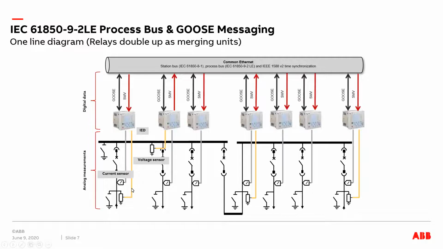Now, if you look at main 1 here, this symbol is for the current sensor. This is the current sensor feeding the current from main 1 into its relay, its IED. And this is the voltage sensor, feeding the voltage into this IED. Okay, so similarly, the same setup is there for main 2 as well.